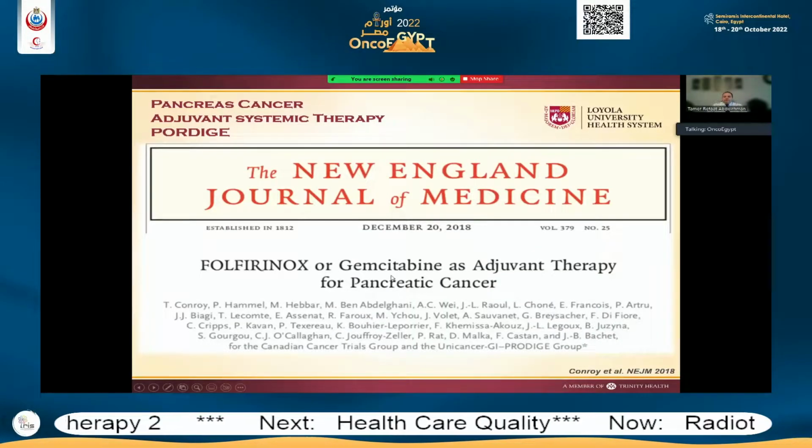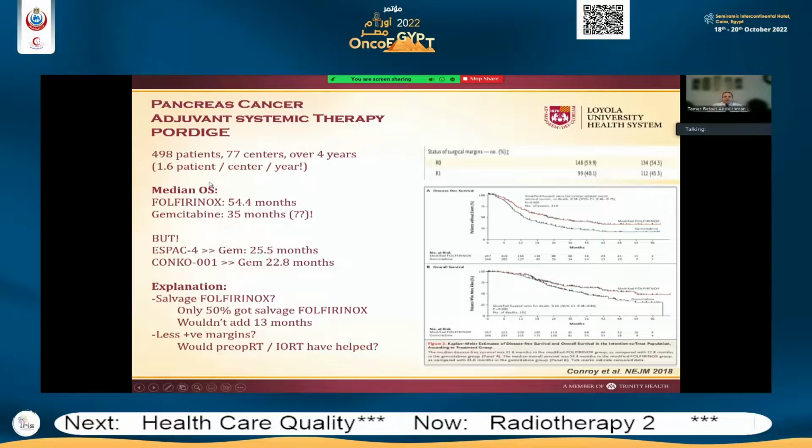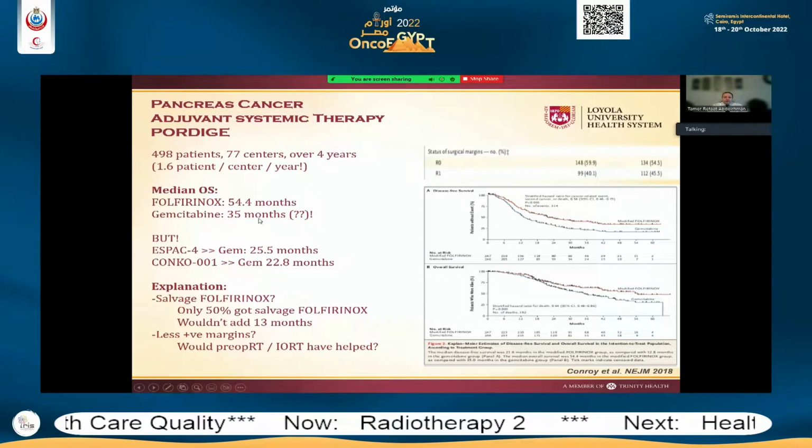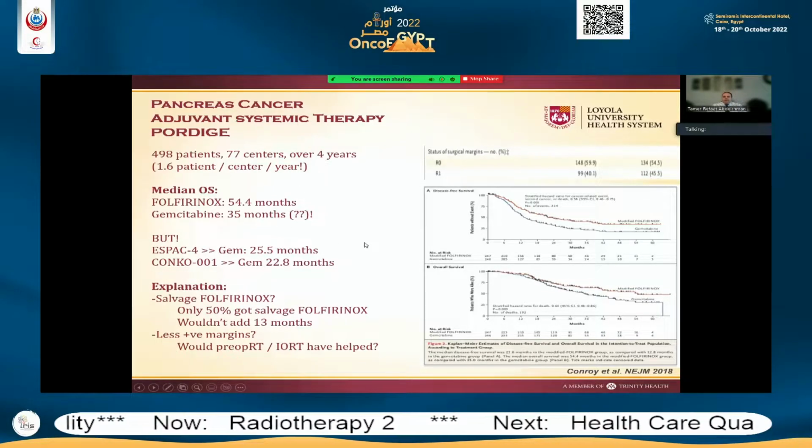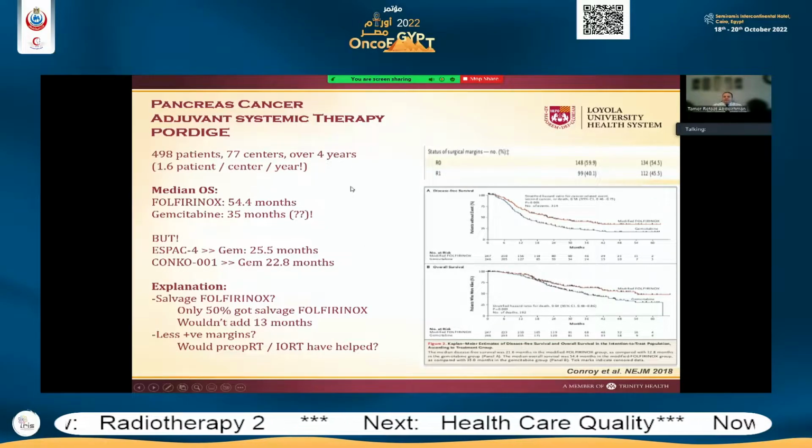The PRODIGE study was a study comparing gemcitabine versus FOLFIRINOX as an adjuvant therapy for pancreas cancer patients. The study included approximately 500 patients. It doubled the survival. We haven't seen a median survival of almost 55 months before in pancreas cancer, so it was a great study, putting FOLFIRINOX as a standard in pancreas cancer.